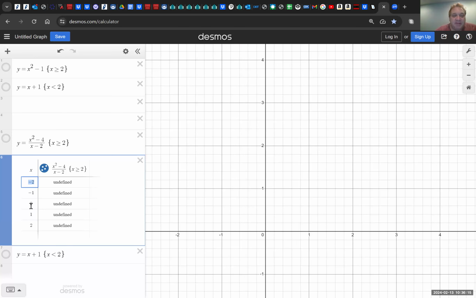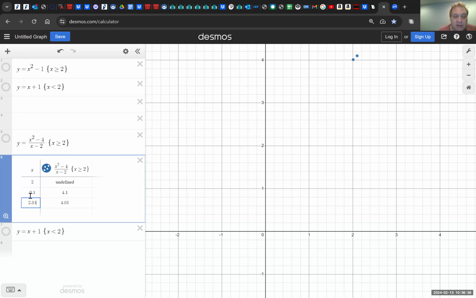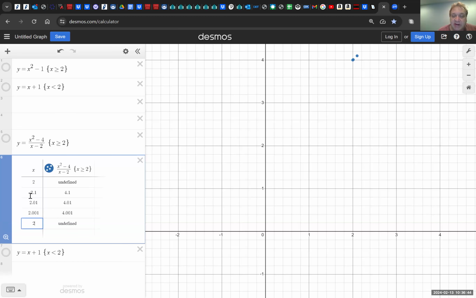The reason it says undefined, undefined, undefined is because this branch is only valid for x greater than or equal to 2. So we could put 2 in there, but remember, we can't divide by 0, so 2 is in fact not calculable. But we could put something greater than 2, like 2.1, and something closer to 2, like 2.01 and 2.001. You might be able to see a pattern now about how it's getting closer and closer to 4. In fact, the limit as x approaches 2 from the right, for numbers greater than 2, is 4.